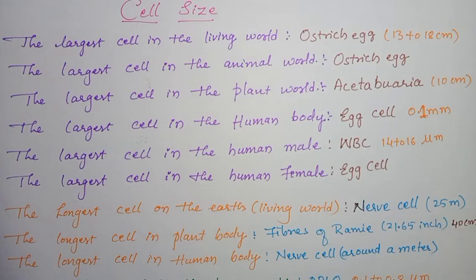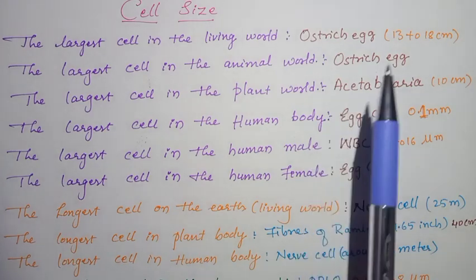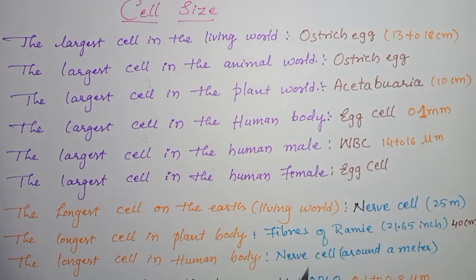Then we will go with the longest cells. The longest cell in the living world is the nerve cell of the blue whale, which is about 25 meter in length. It is not considered the largest cell because it is very narrow. And the longest cell in the plant body is the fiber of ramie, which is about 40 centimeter in length.